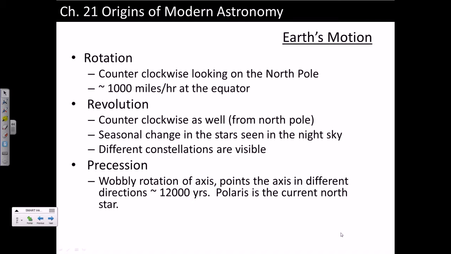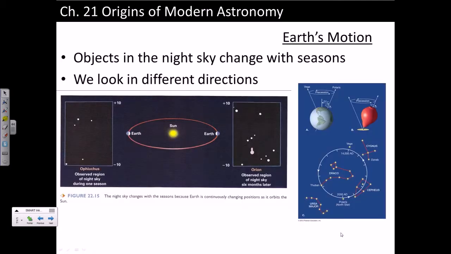So we look at Polaris as the North Star today, but every 12,000 years we go through a period where we'll be looking in a different direction, and in about 6,000 years at something called Vega.